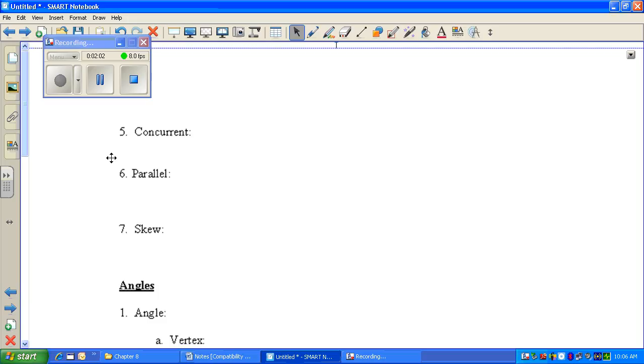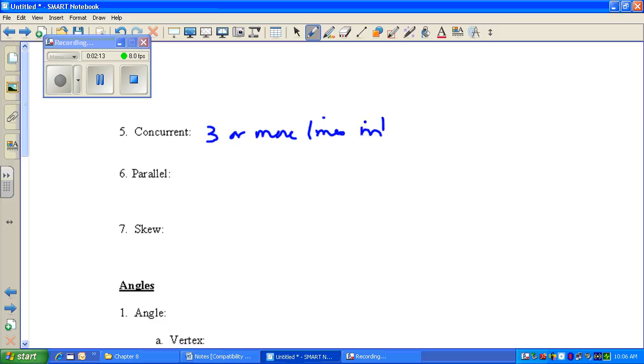So continuing with lines, we have a thing called concurrent, and concurrent is where 3 or more lines intersect at a single point. And we'll be showing some examples of these concurrent lines.